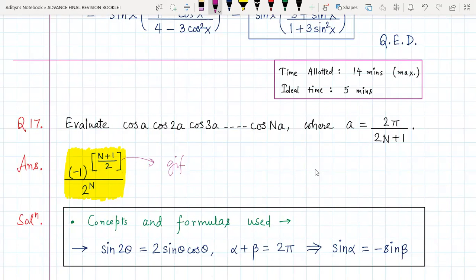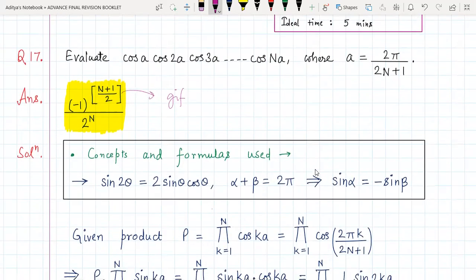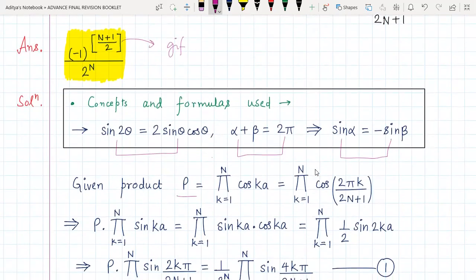Now the concepts and formulas used in this question would be sine 2 theta is equal to 2 sine theta into cos theta, and if alpha plus beta is equal to 2 pi, then sine of alpha would be equal to negative sine beta. Now the given product can be written as P is equal to product of cos of Ka is equal to cos of this quantity. Basically, I have substituted in the value of A.